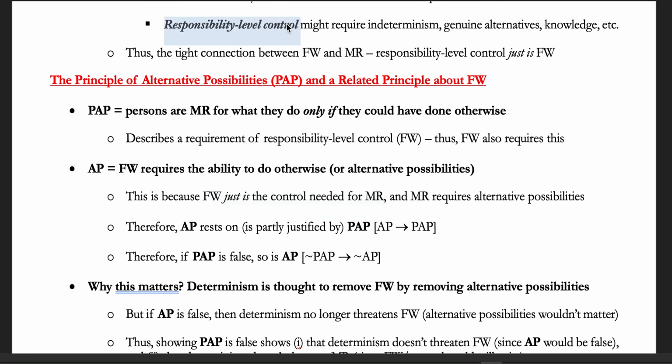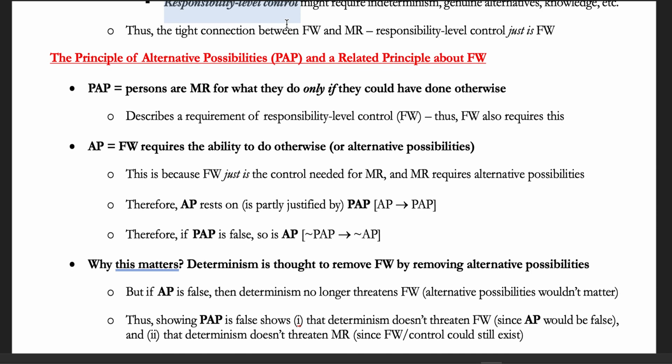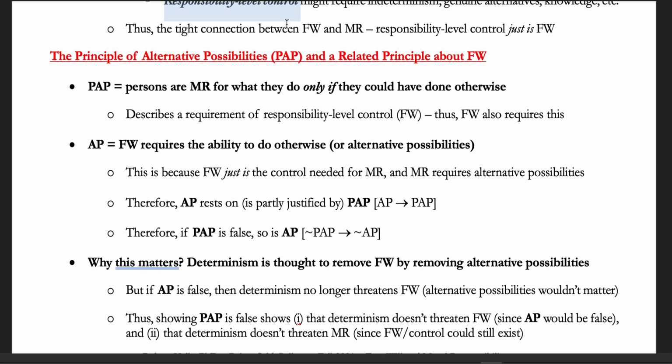Free will is just responsibility-level control. If you have that really tight connection between free will and responsibility, well then these other things seem to go together as well. So PAP is going to be the support for AP. If free will is understood in terms of responsibility, then free will requires alternate possibilities only because moral responsibility is supposed to. And that gets you this here.